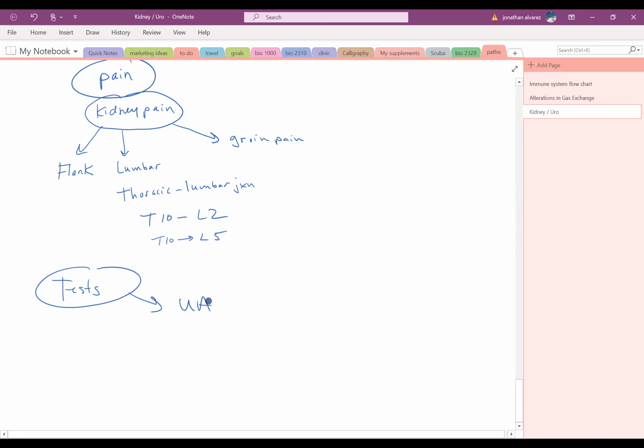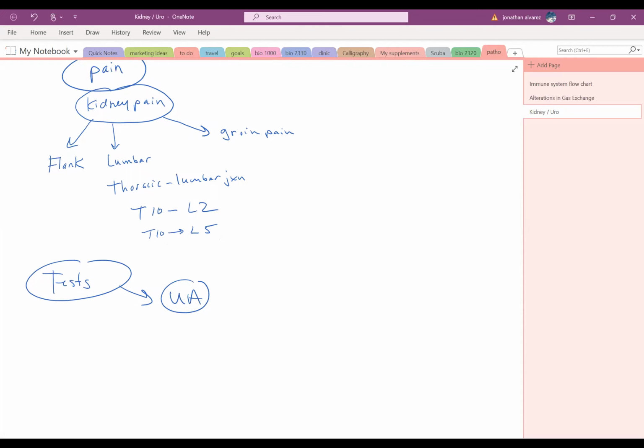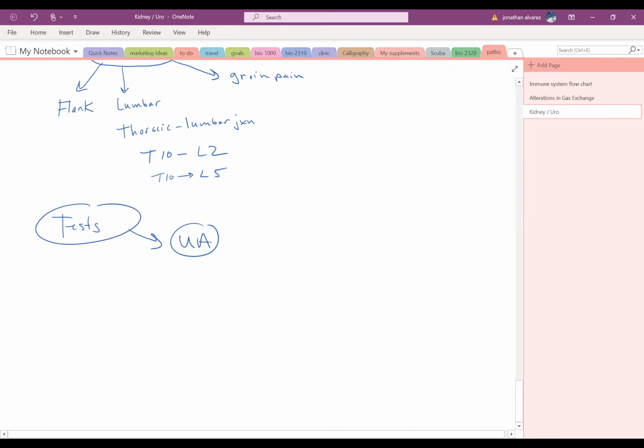A UA is one of them. I have them pee in a cup. They go to the bathroom, pee in a cup, bring it back, and I do the dipstick test right in front of them so they can see what it looks like. Most patients don't get to experience that. They don't really get to see the lab process, but that one's really easy, and we just do it right in front of them and fill out the appropriate chart for the records. So you can do a UA.